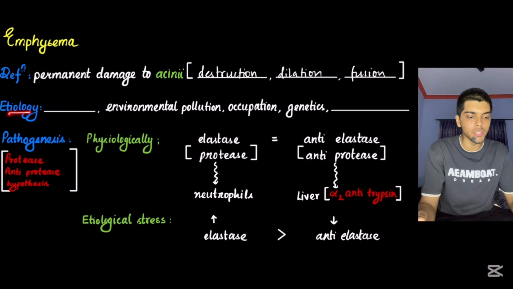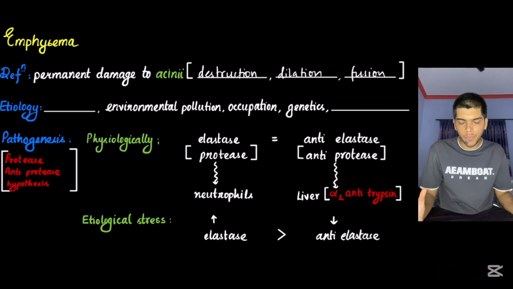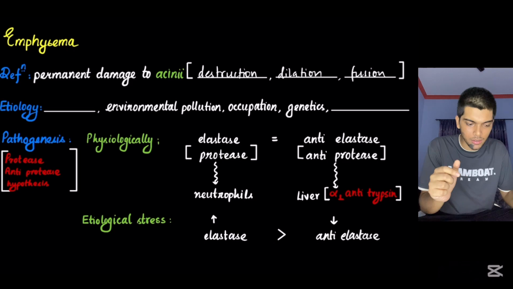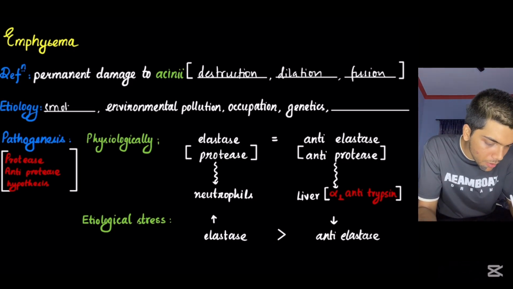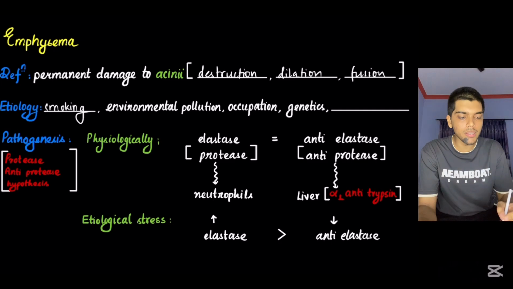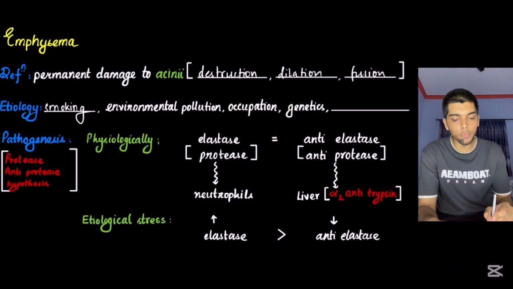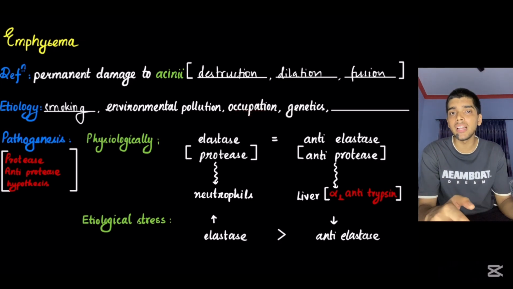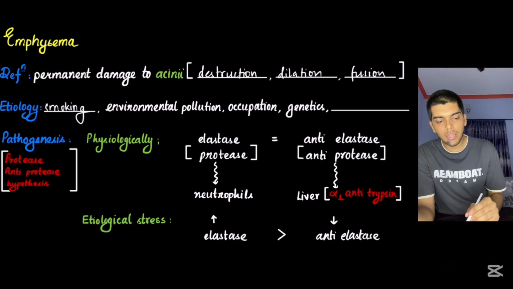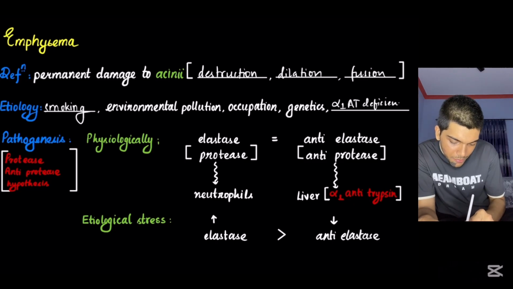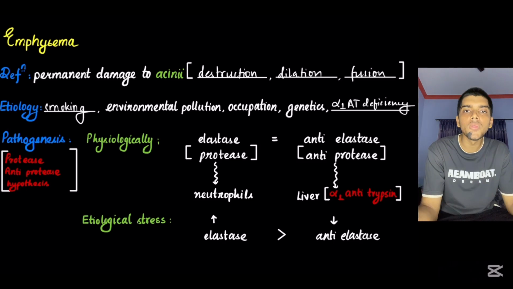Etiology. The most common etiology for any chronic obstructive pulmonary disease, be it emphysema or chronic bronchitis, is smoking. The others are environmental pollution, occupation, and genetics, like occupation-acquired diseases such as pneumoconiosis. And the specific cause for emphysema is also alpha-1 antitrypsin deficiency. Now pathogenesis.